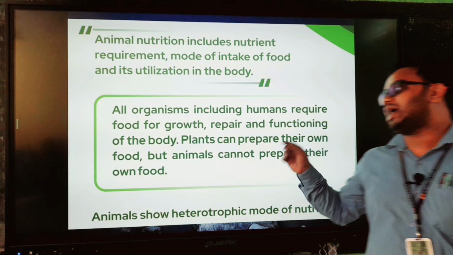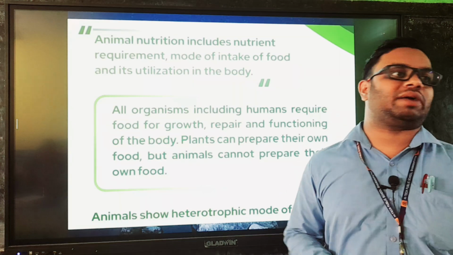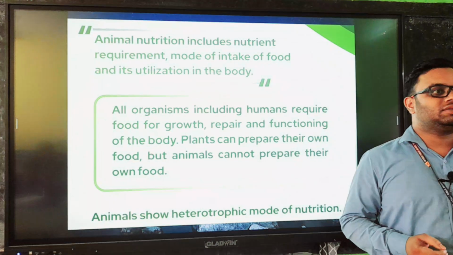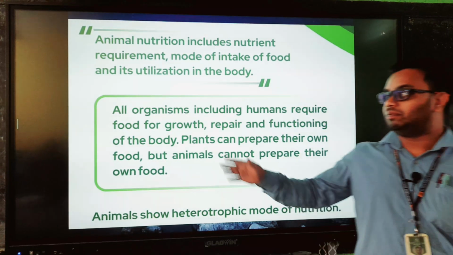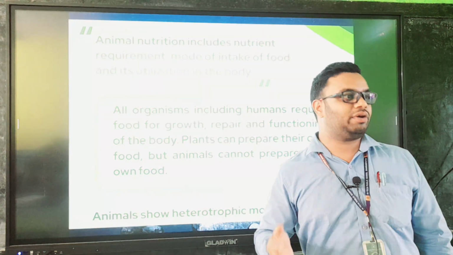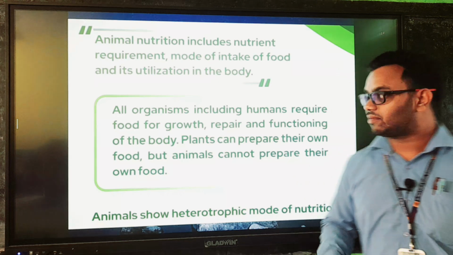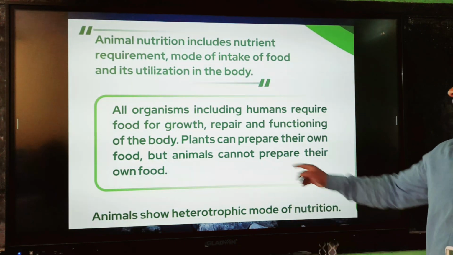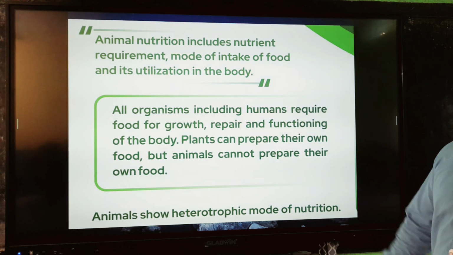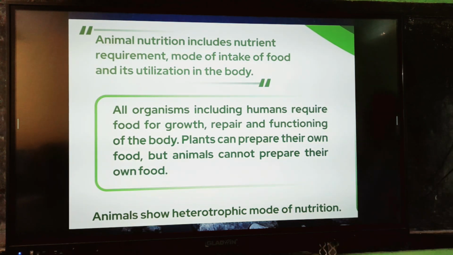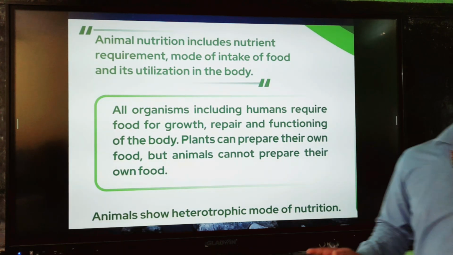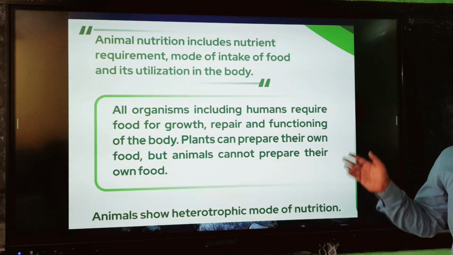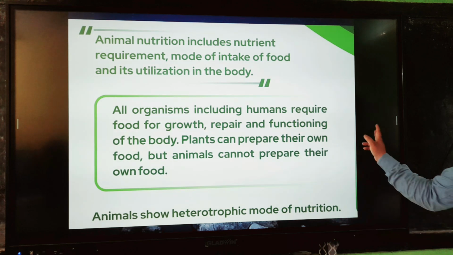Next, functioning of the body. All the daily activities, whatever you are doing, you are writing, you are reading, I am teaching you, all of these are possible because of the nutrients we are taking, the food we are taking. Yes or no? Next, plants can prepare their own food, but animals cannot prepare their own food. Animals show heterotrophic mode of nutrition. Any doubt anybody in this slide? No? Okay, then move to the next one.